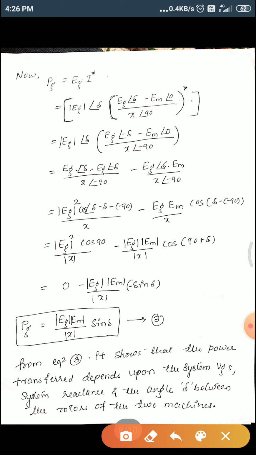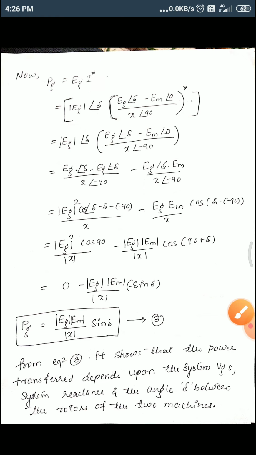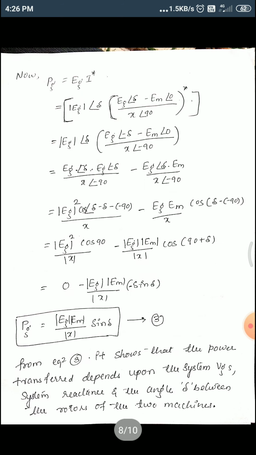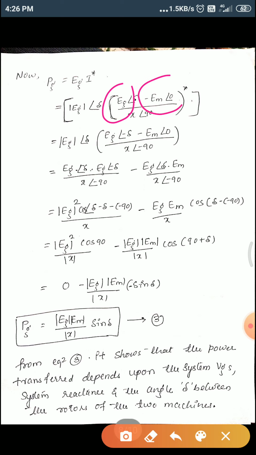Next, let's calculate Pz. Pz is nothing but Ez into I conjugate. Ez is at an angle delta, and what is I? Substitute the value of I, which is Ez minus Em divided by jx, so you substitute Ez minus Em divided by jx.